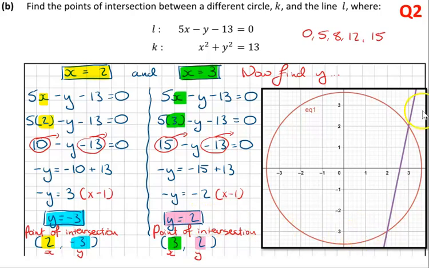And if I draw out my circle, which you weren't asked to do, but I generated this using the GeoGebra website. So there's the line in purple. That's the line 5x minus y minus 13 is equal to 0. And the red circle is the circle x squared plus y squared is equal to 13. And we can see that the points of intersection are indeed 3, 2 and 2, -3. So this part B is for 15 marks.